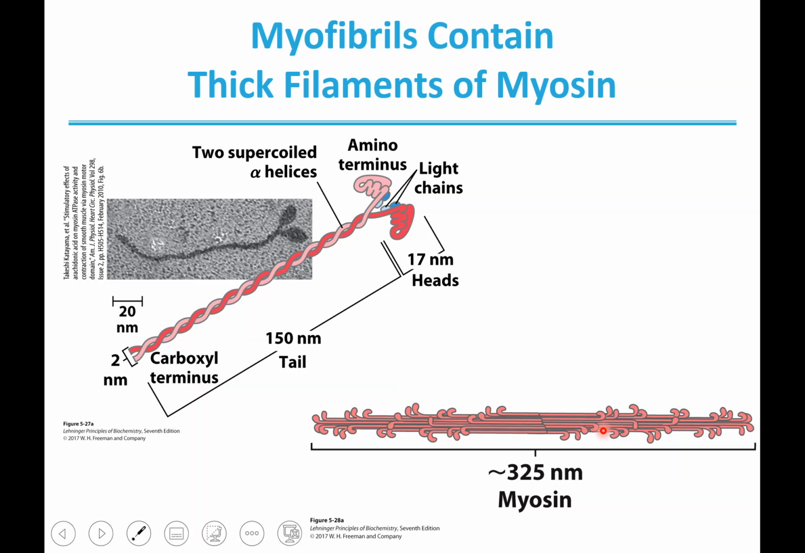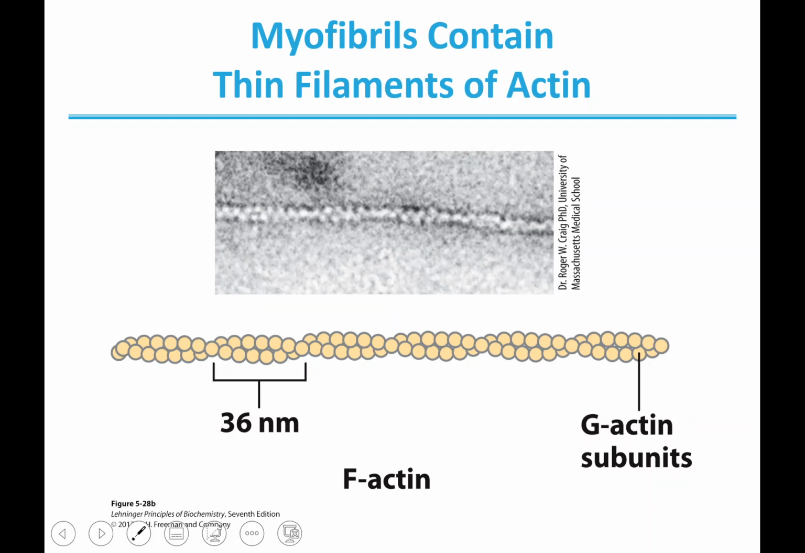In the myofibril, many different myosin proteins connect together, facing both directions, and make a filament structure of many myosin dimers connected together. The other muscle protein is actin, and actin also makes filaments.